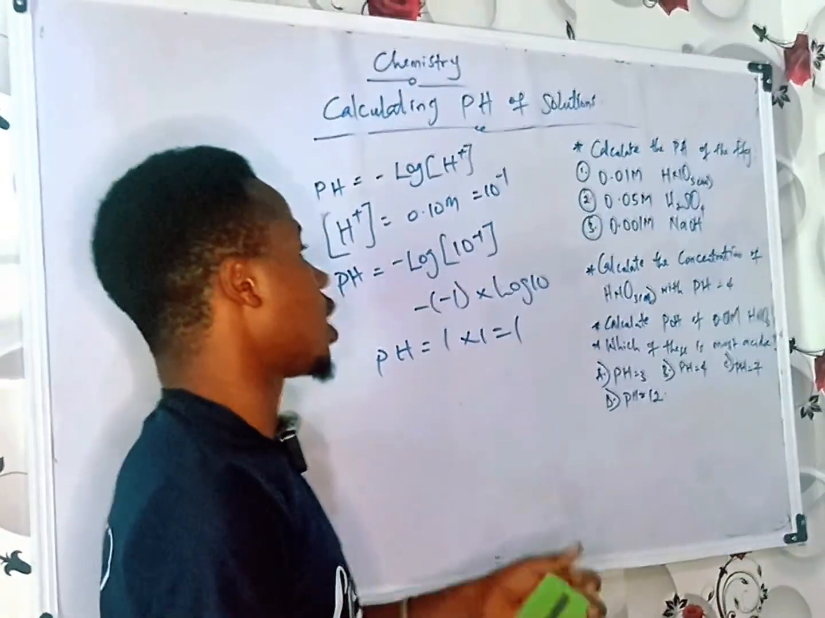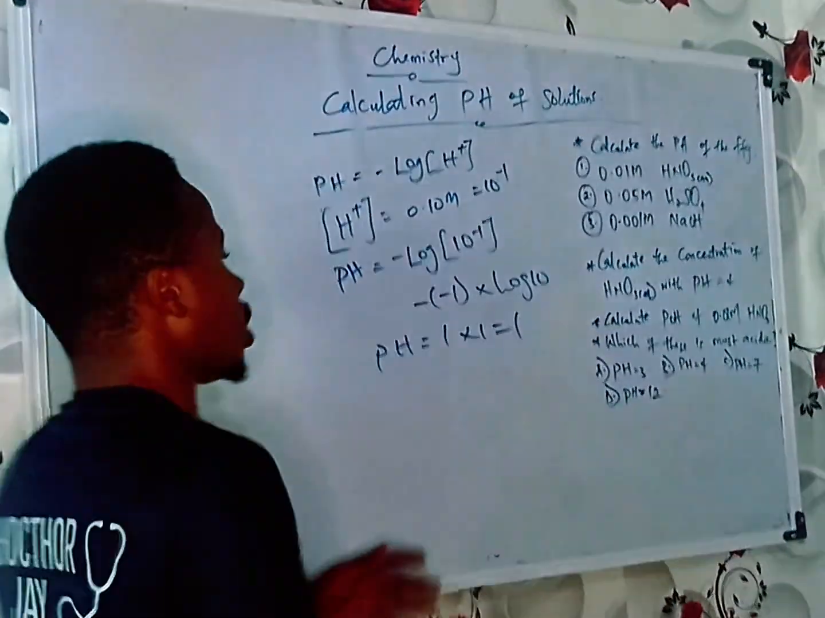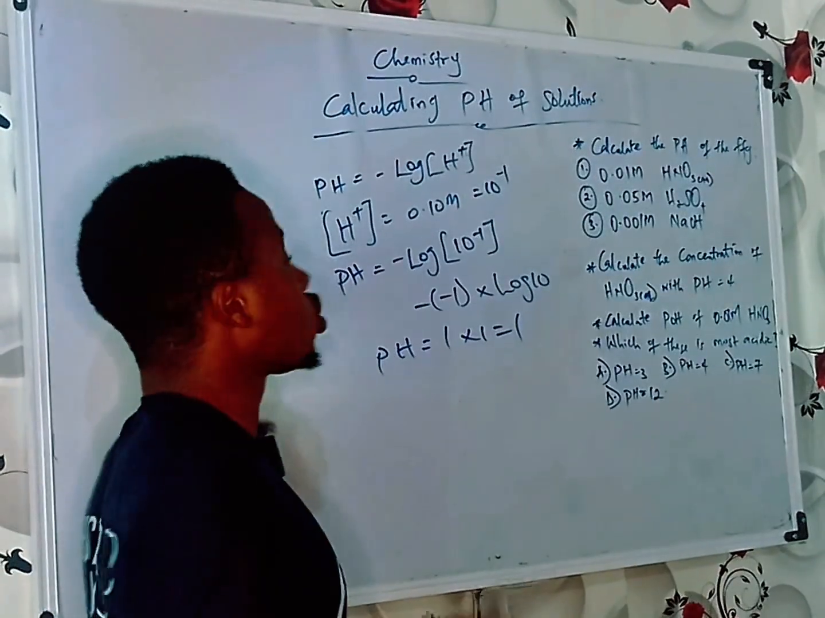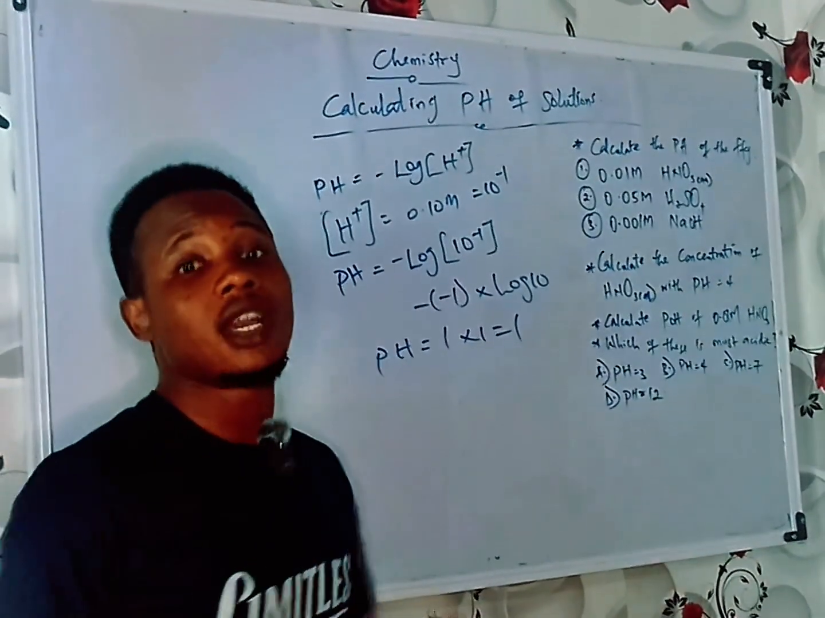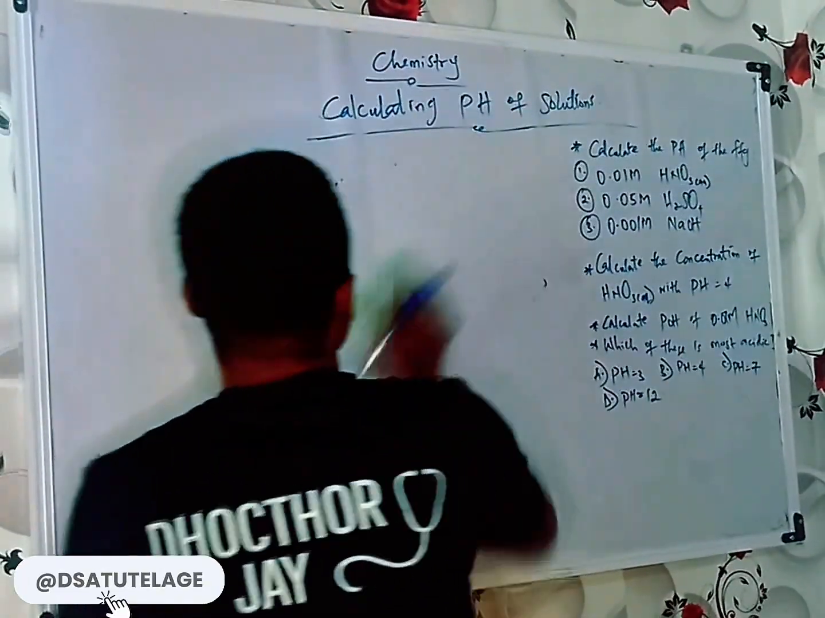So this is your own exercise to do. Calculate the pH of 0.01 molar NaOH. Now beyond that, what else do you need to do? We need to calculate, what if you are not told to calculate the pH, but you are given the pH and you have to calculate the concentration? What will you do? All right, very, very easy.